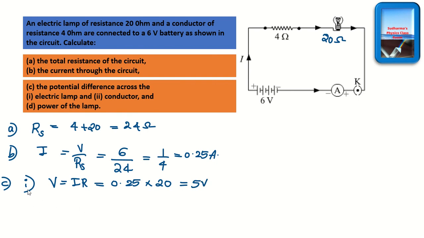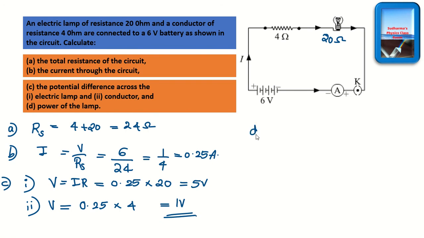And question C, part 2. Don't miss any of this. So question 2, it's the potential difference across the conductor. That means the current flowing through the conductor multiplied by resistance of the conductor. So current flowing is 0.25. It is the same series connection. And resistance of the conductor is 4. So we are going to get 1 volt.